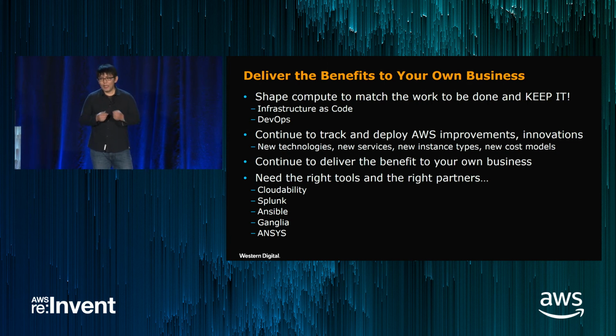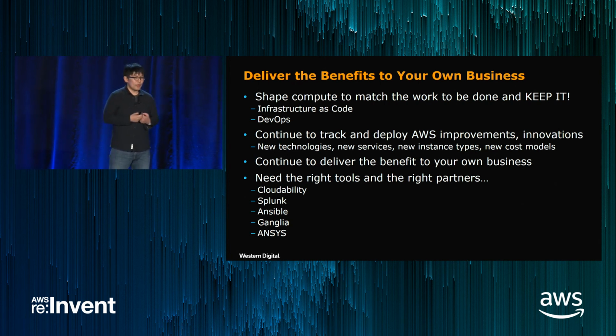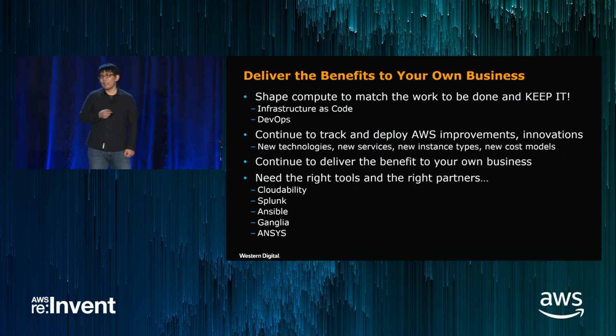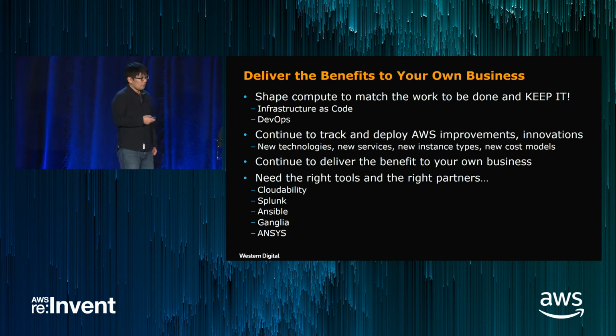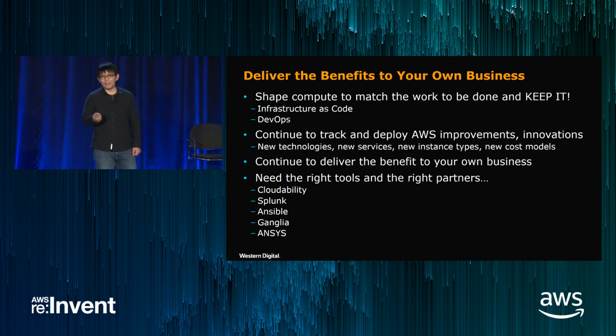But of course, I cannot do all of these things by myself. To shape computers and continue to deliver the benefit, we need the right tool, right partner, and right team. For example, with CycleCloud for cluster management, I check the cluster cost almost every day on Cloudability. Cloudability is a very useful tool for cost monitoring. When something happens on AWS, I check the API log on Splunk. I use Ansible to configure EC2 instances. And I love Ganglia for resource monitoring. I'm sure I'm not alone in this room, right?